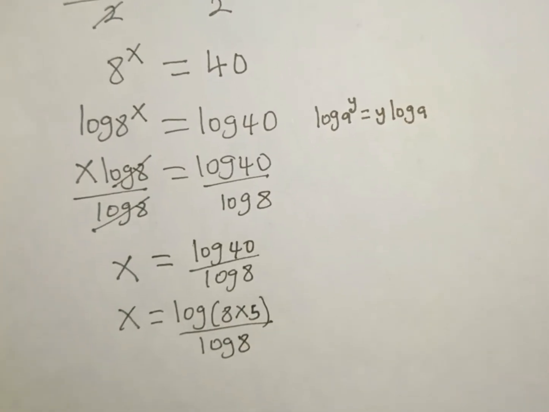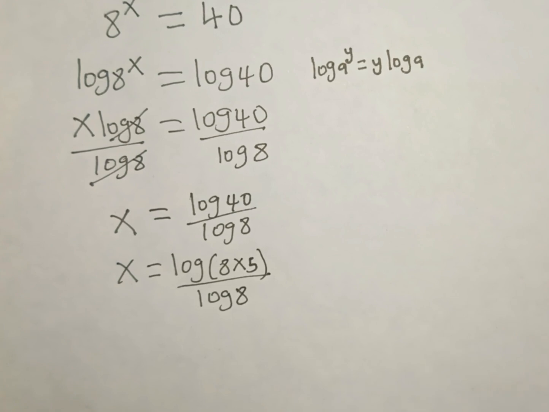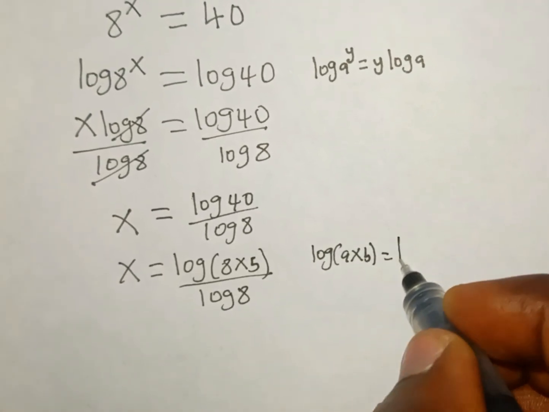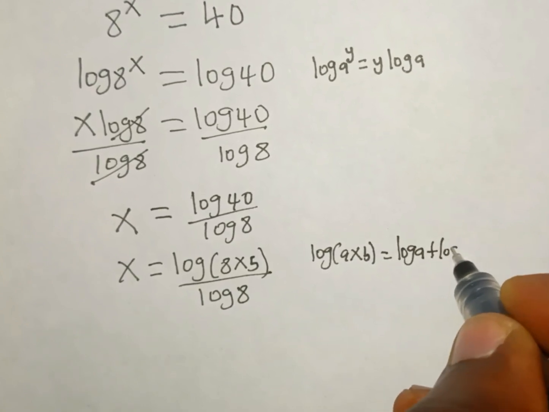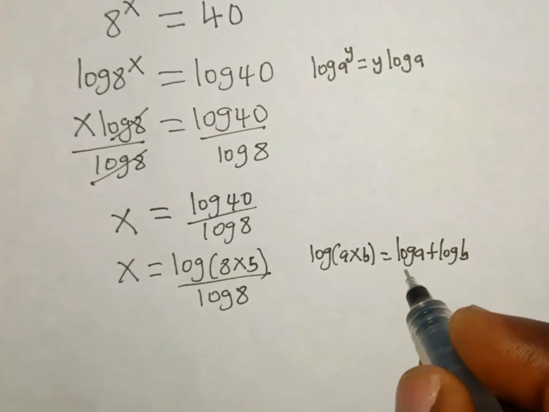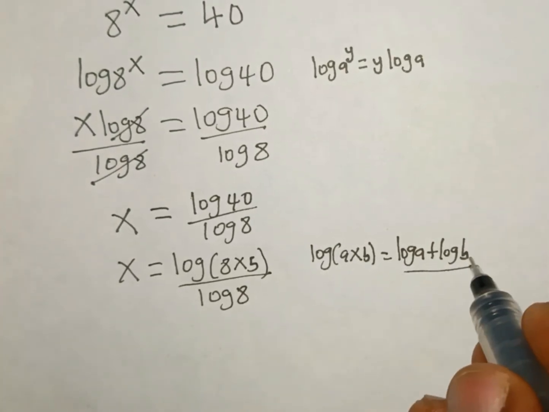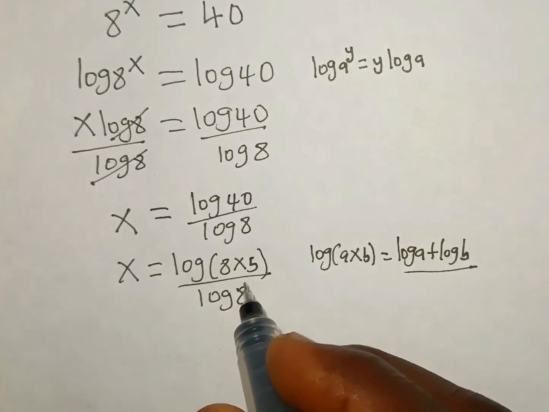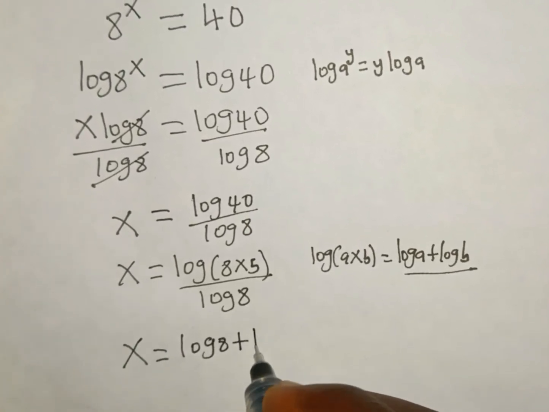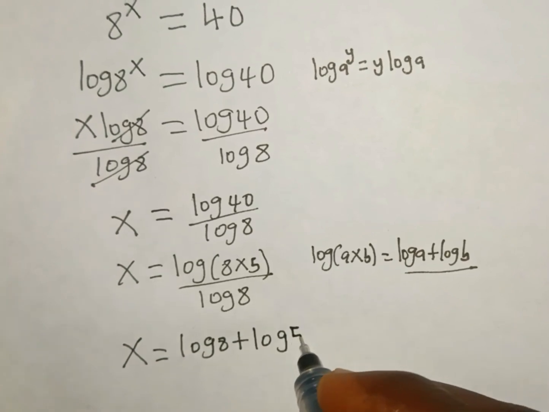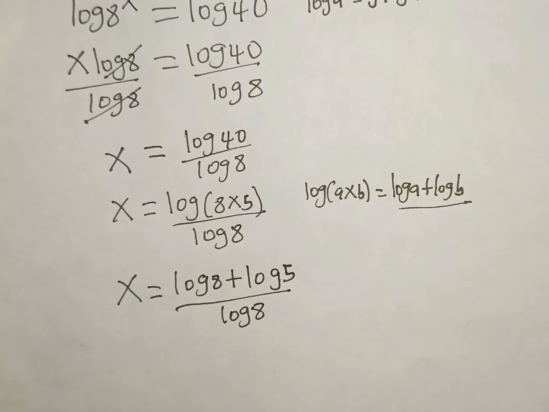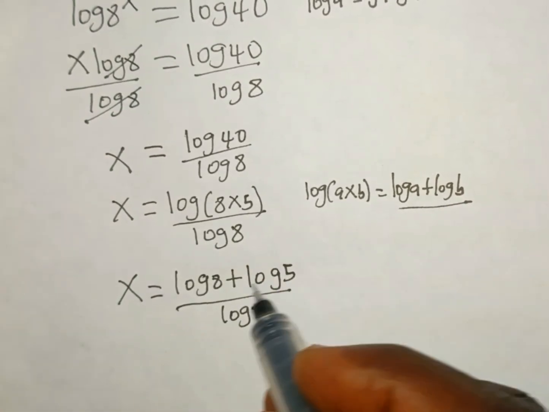The next thing we're going to recall is one of the properties of logarithm. Again, when we have log of a times b, this is the same as log of a plus log of b. So this numerator is in this form, so we're going to transform it where a and b represent 8 and 5 respectively. So we're going to have x equal to log of 8 plus log of 5, then everything all over log of 8. As you can see, we have successfully transformed this numerator into this form.